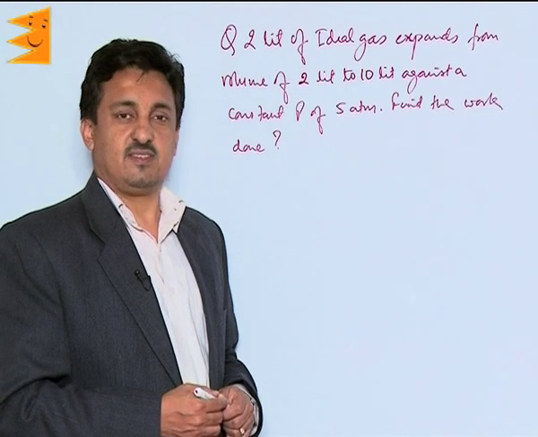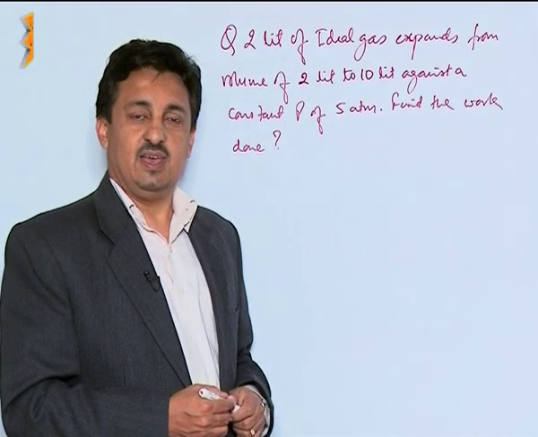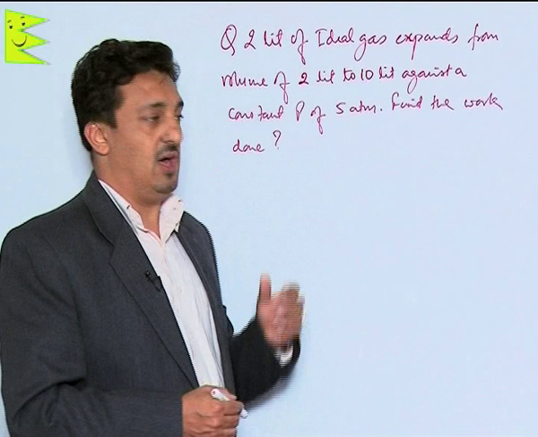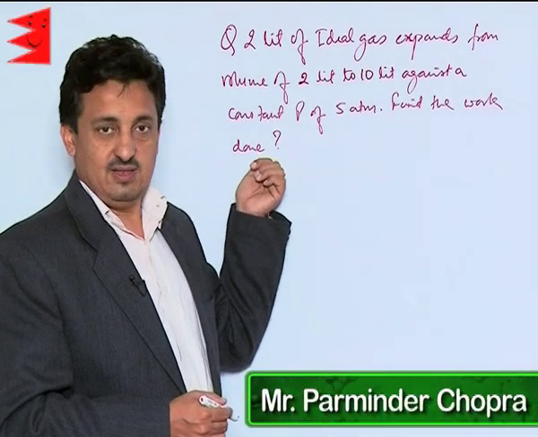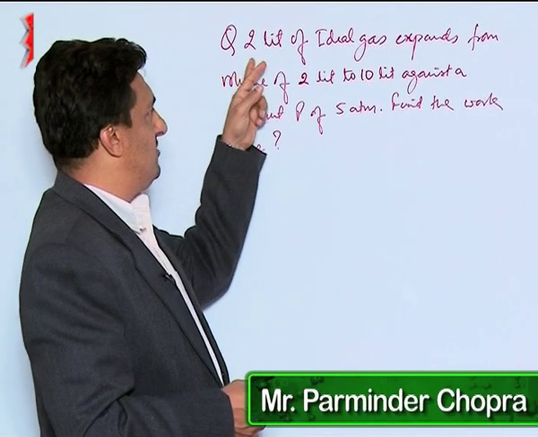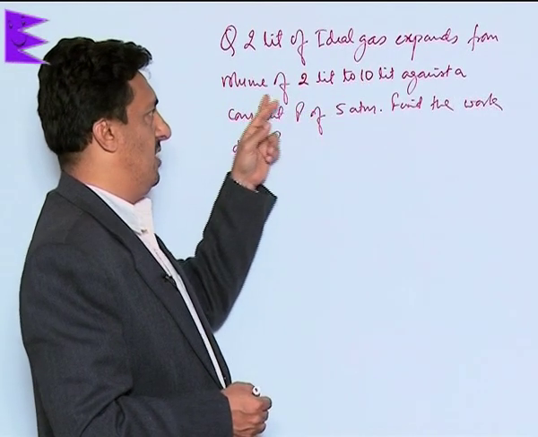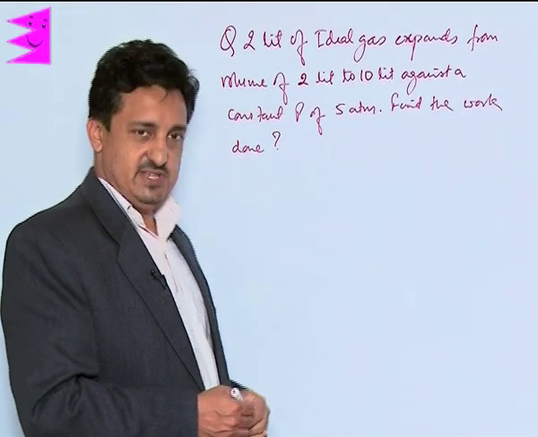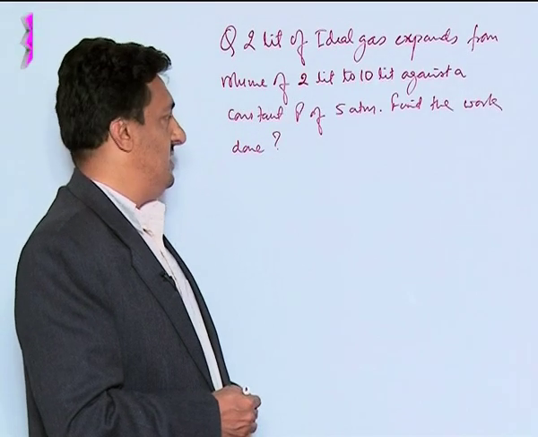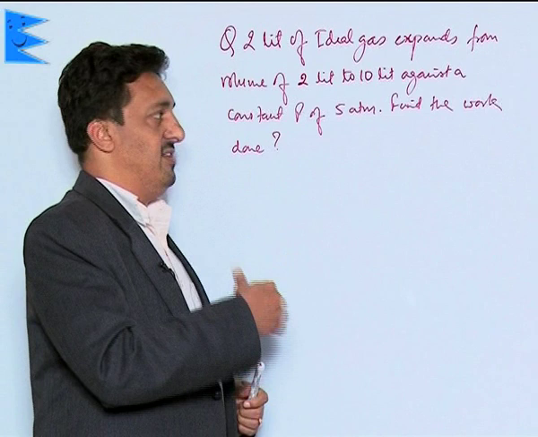Before moving to the next thermodynamic term, enthalpy, let us see a numerical to find out how we can find out the work done whenever it is given in the form of a numerical. The numerical is: 2 liters of an ideal gas expands from a volume of 2 liters to 10 liters against a constant pressure of 5 atm. Find the work done.